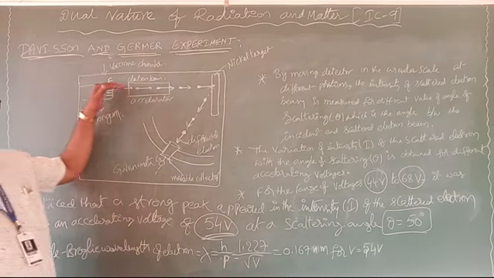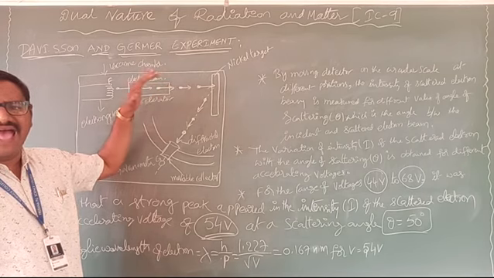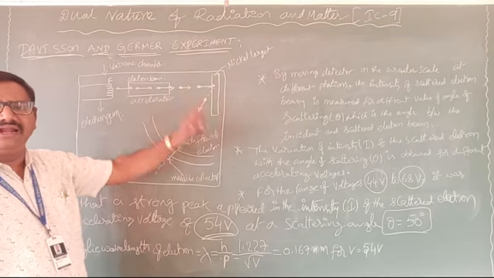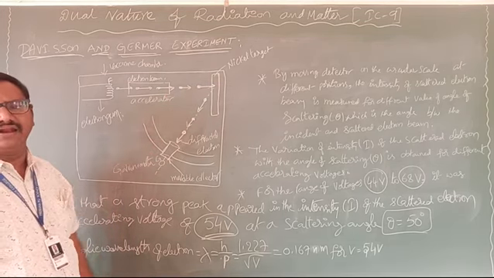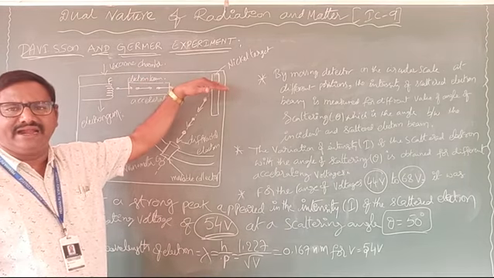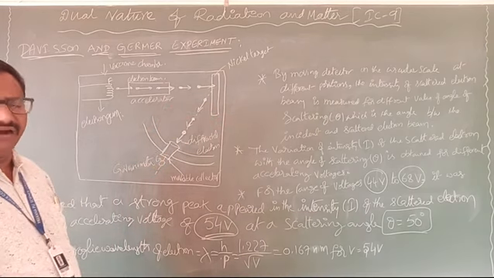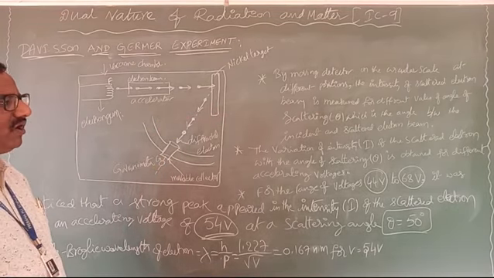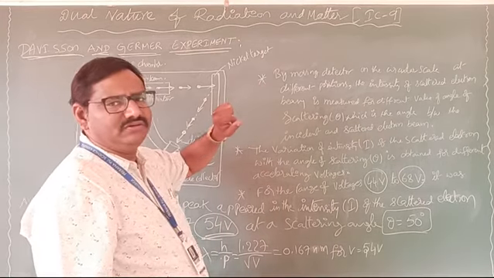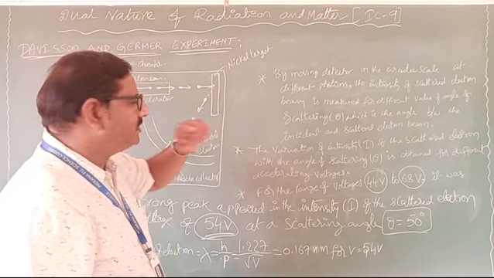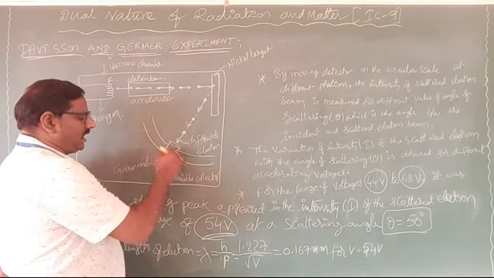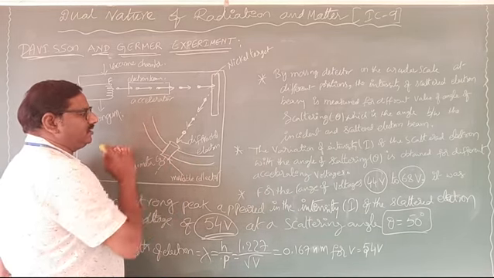The accelerated electrons pass as an electron beam and are directed onto a nickel target placed at one corner. When the electrons move and hit the target, they scatter. That scattering angle we call theta. That angle is detected by a galvanometer, which is a movable collector. Clear?